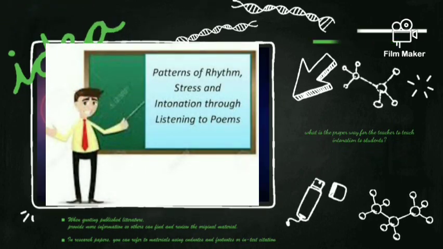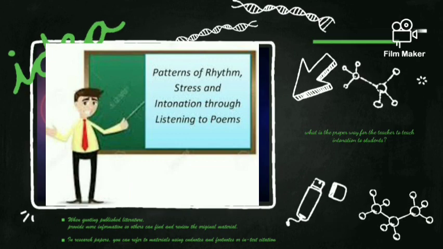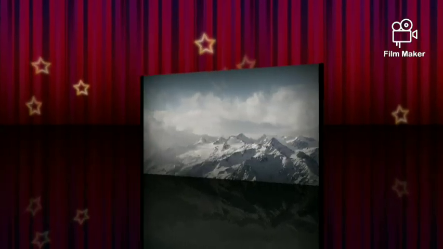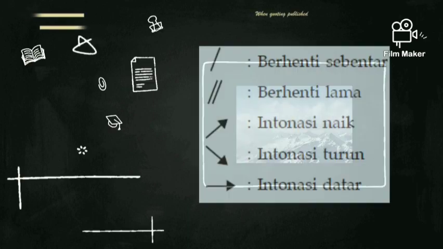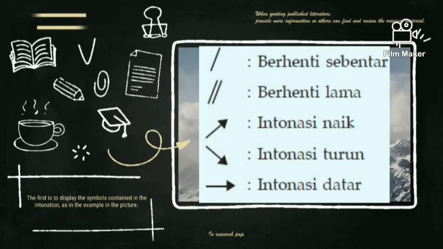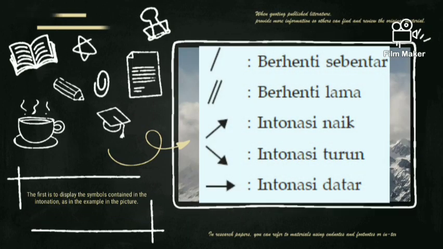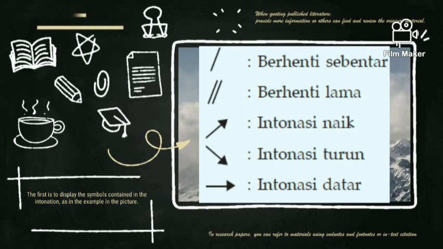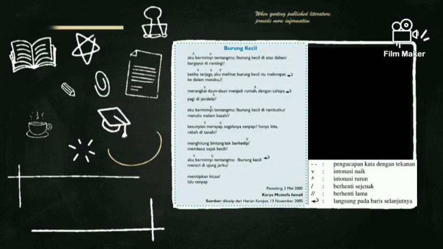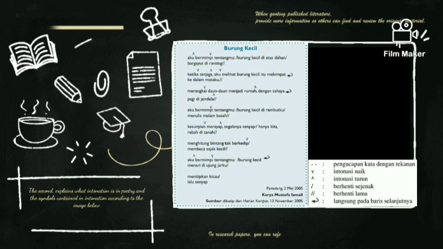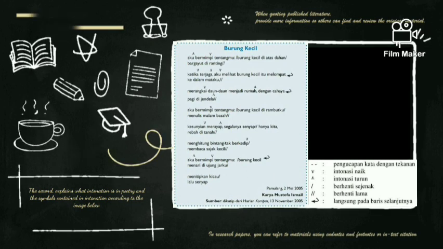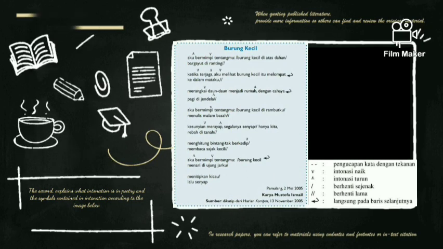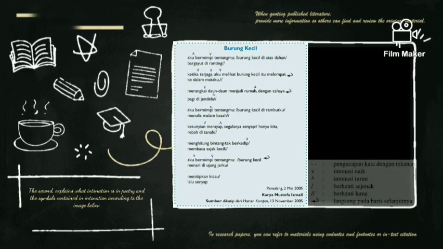What is the proper way for the teacher to teach intonation to students? The first is to display the symbols contained in the intonation, as in the example in the picture. The second explains what intonation is in portrait and the symbols contained in intonation according to the image below.